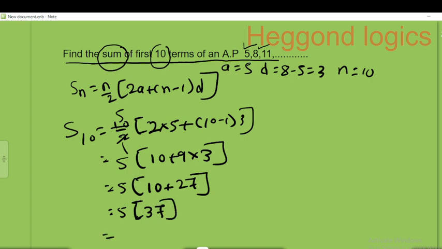And after that you have to multiply the 37 and 5. 5 into 7 is 35, 3 will be carry, and 5 3s are 15, 15 plus 3 is 18. 185 is the sum of first 10 terms. This also is a very simple question. Now move to the next question.